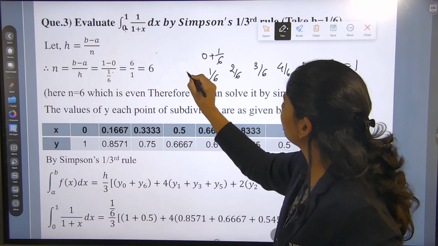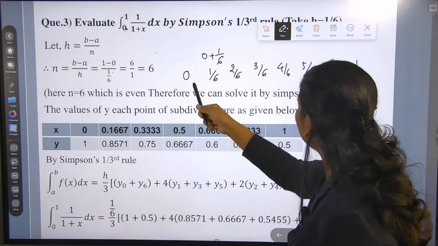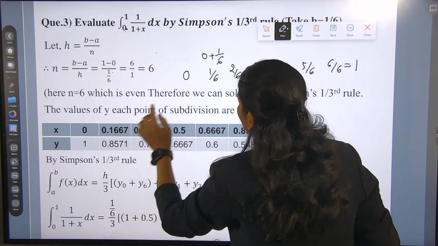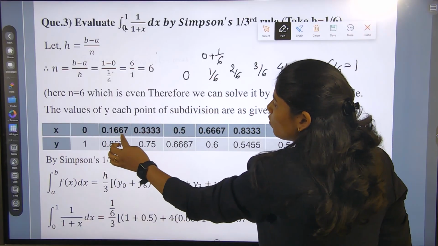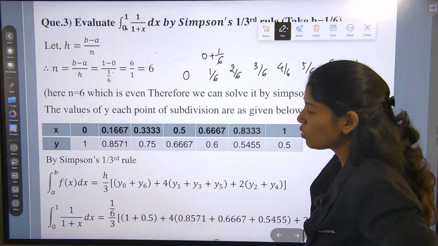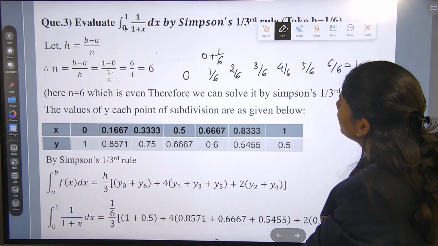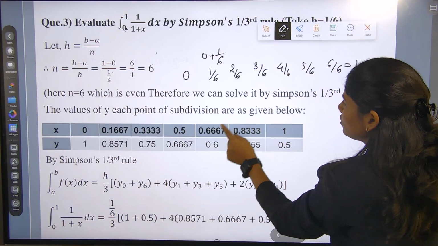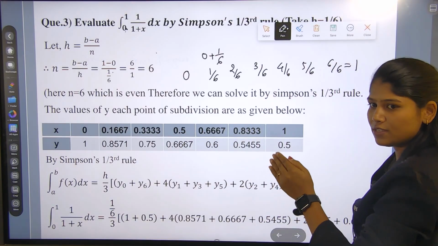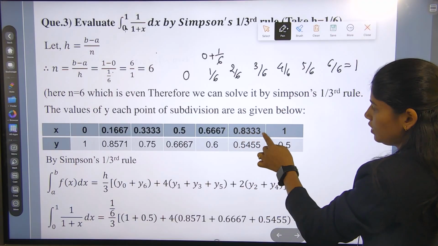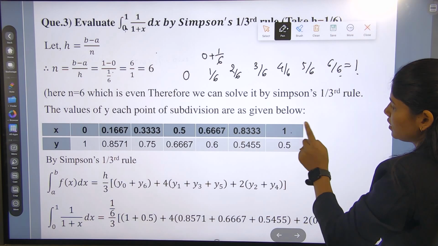Okay, and the first value is 0. So these are the values of x. First 0, the answer of 1 upon 6 is 0.1667. The answer of 2 upon 6 is 0.3333. The answer of 3 upon 6 is 0.5. 4 upon 6 is 0.6667. 5 upon 6 is 0.8333, and 6 upon 6, the answer is 1.